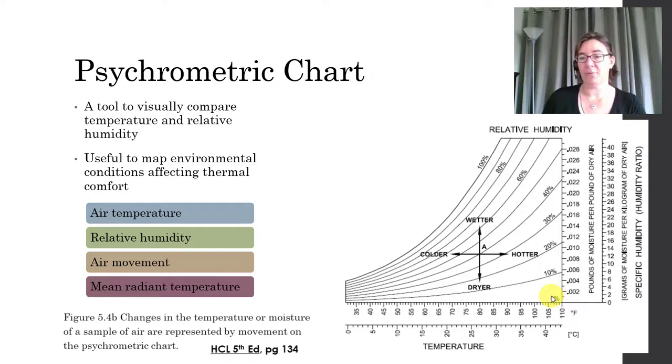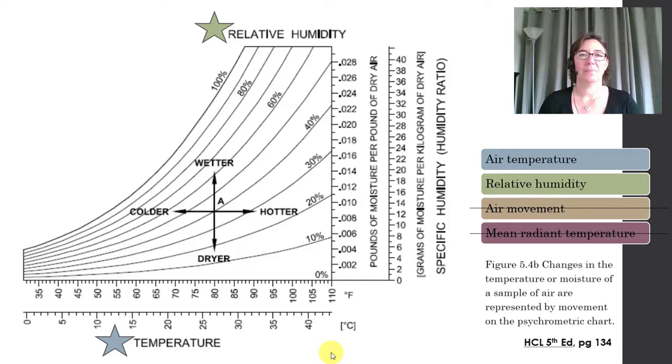So here's an example of one from your textbook. Figure 4.5b is the one that I've chosen to demonstrate. And let me zoom in so it's a little bigger on your screen. So here we are. Of the four major environmental factors of thermal comfort that we talked about in the last video, this one covers temperature and relative humidity.